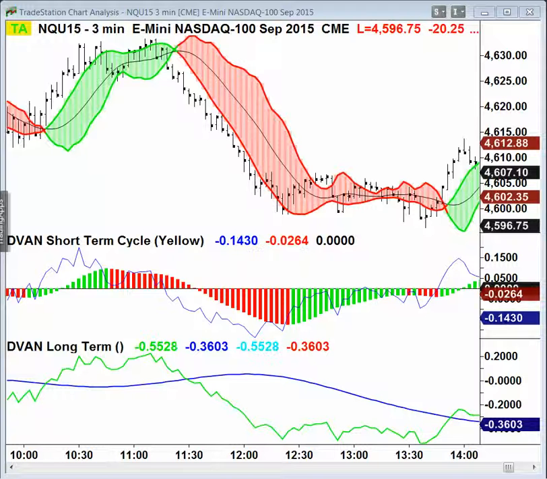Today we're looking at DVAN SmartLines indicator package available on the TradeStation App Store using the TradeStation platform. We have a 3-minute chart of the E-mini Nasdaq futures contract. This is most of the morning session and through lunch into about 2 p.m. Eastern Time. I wanted to go over the signals that were given on the Nasdaq 3-minute chart using DVAN SmartLines.